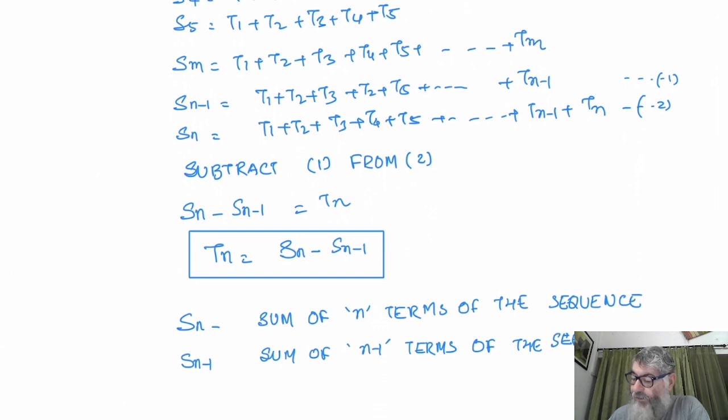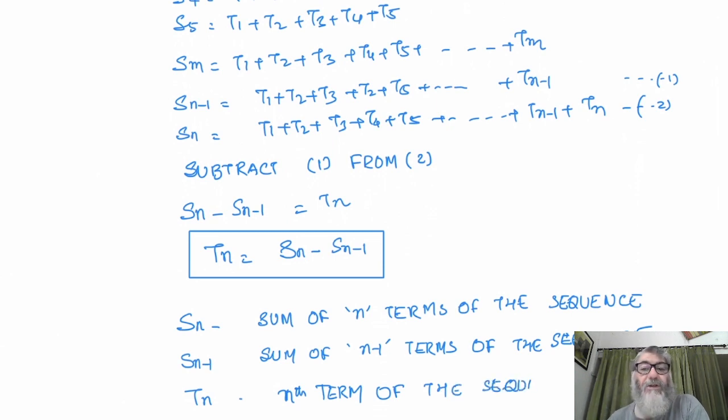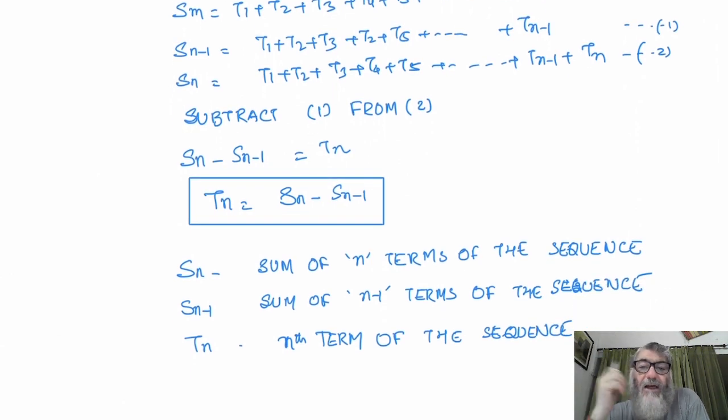And Tn is the nth term of the sequence. So with the help of this we can calculate the nth term of the sequence, if Sn and Sn minus 1 are known. If Sn is given, how do we calculate Sn minus 1? Replace n with n minus 1. Let's do a few questions on this so that we know what it is like. Let me elaborate with a few questions.